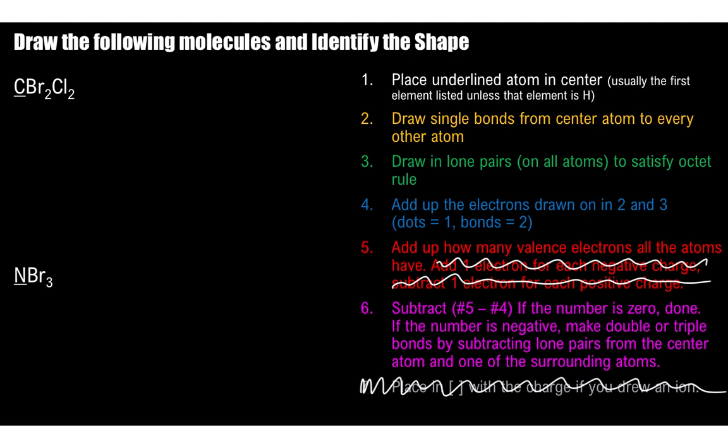All right, so we're going to place the underlined atom in the center. In this first one, the underlined atom is carbon. So carbon goes at the center. We're then going to single bond it to everything else. So there are 2 Brs and 2 Cls.